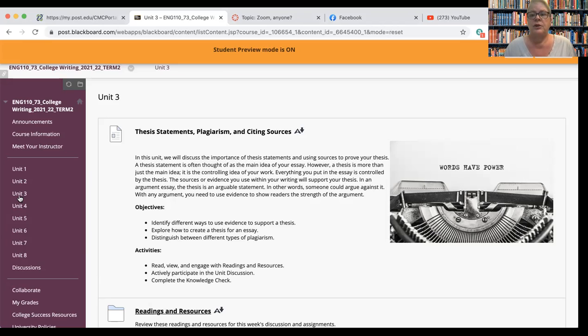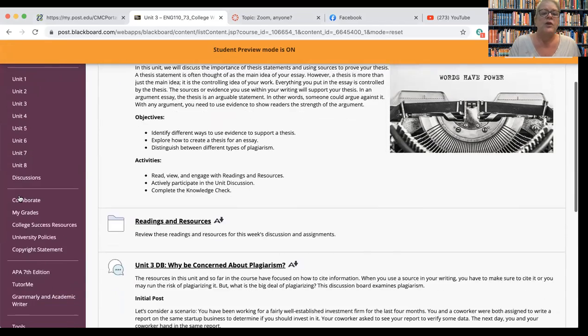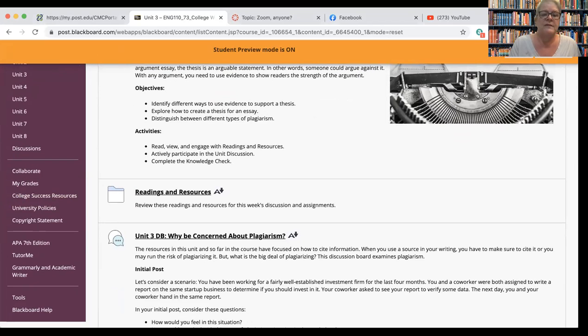This week, we're going to be learning how to avoid accidental plagiarism and how to cite sources, even when we are not directly quoting. When we paraphrase or put something in our own words, we still have to cite those sources. So that's where our focus is this week.